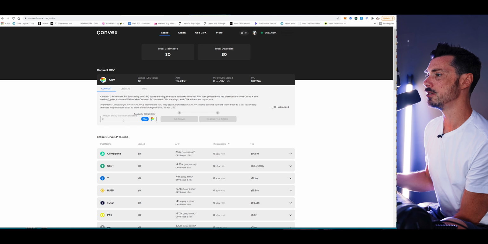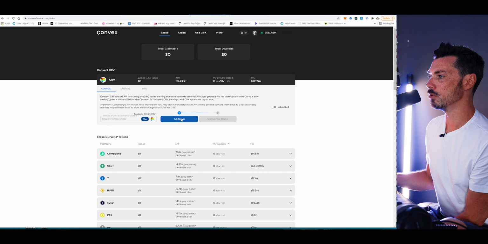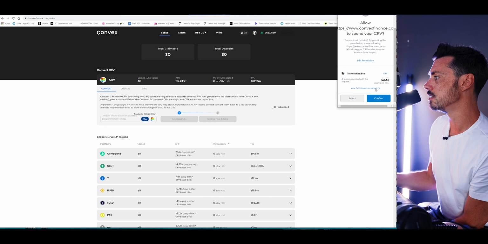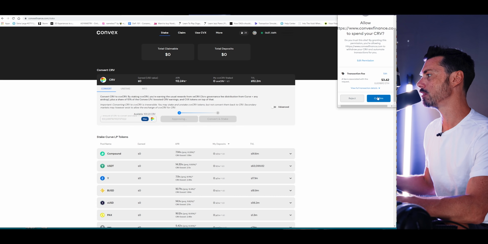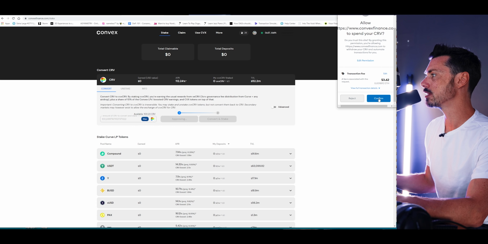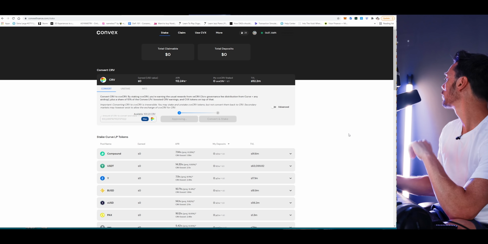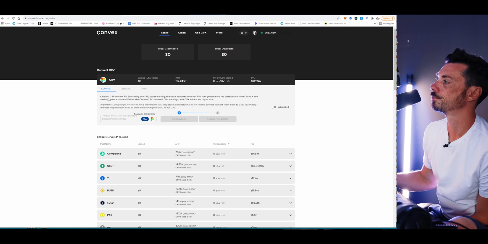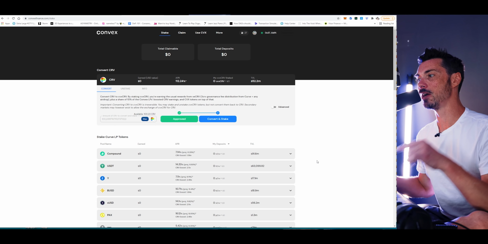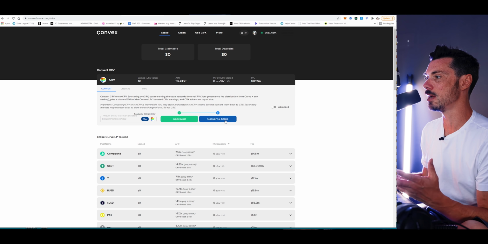So the first thing we're going to need to do is set how many Curve tokens we want to stake. I want to do 100. And then I need to approve that. That's the first step, as is normal with these kinds of things. So approve the token, approve Convex to spend my CRV. And we'll just let that go through. Okay, so that's now approved. I can do the next step, which is to convert and stake.